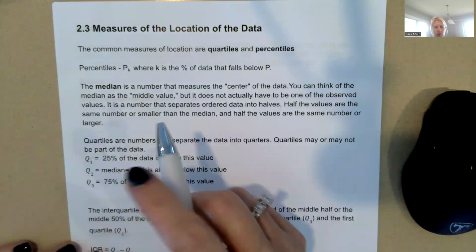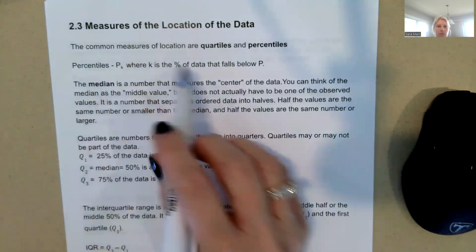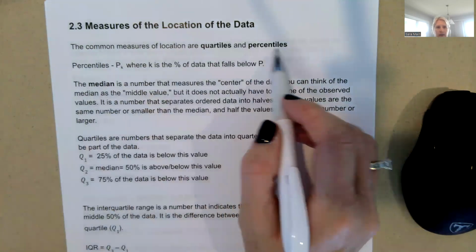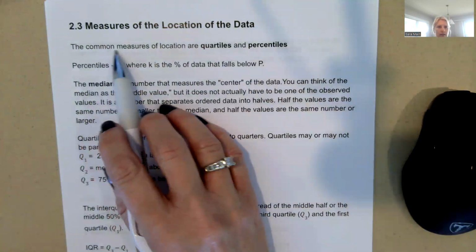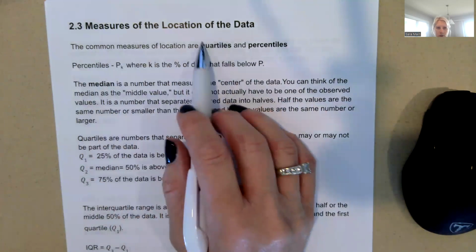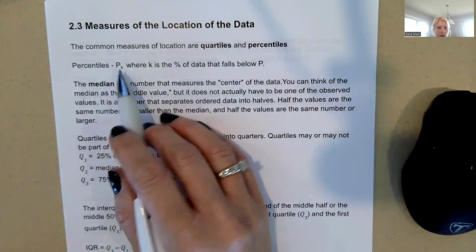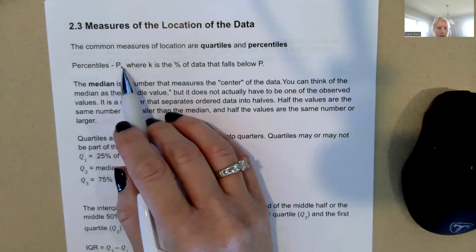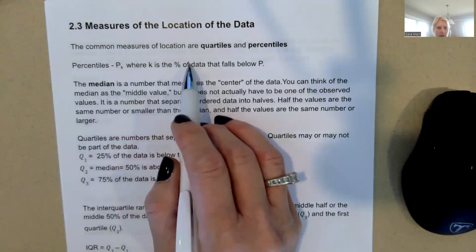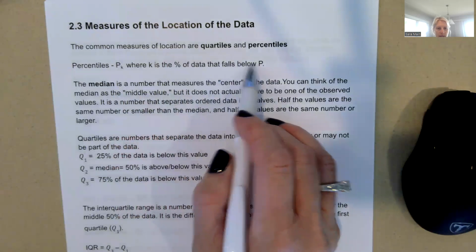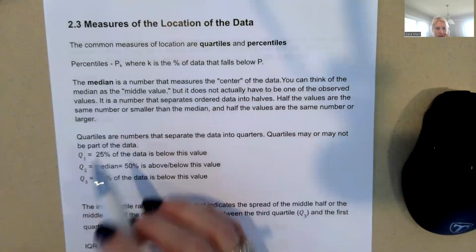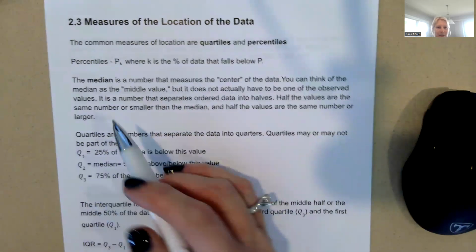The first measure of location that we're going to look at is called percentiles. Sometimes we'll call them quartiles, but those are special percentiles. Percentiles by definition use the symbol P of K, where K is the percent of the data that falls below P. We're going to do some so you can see what it looks like.